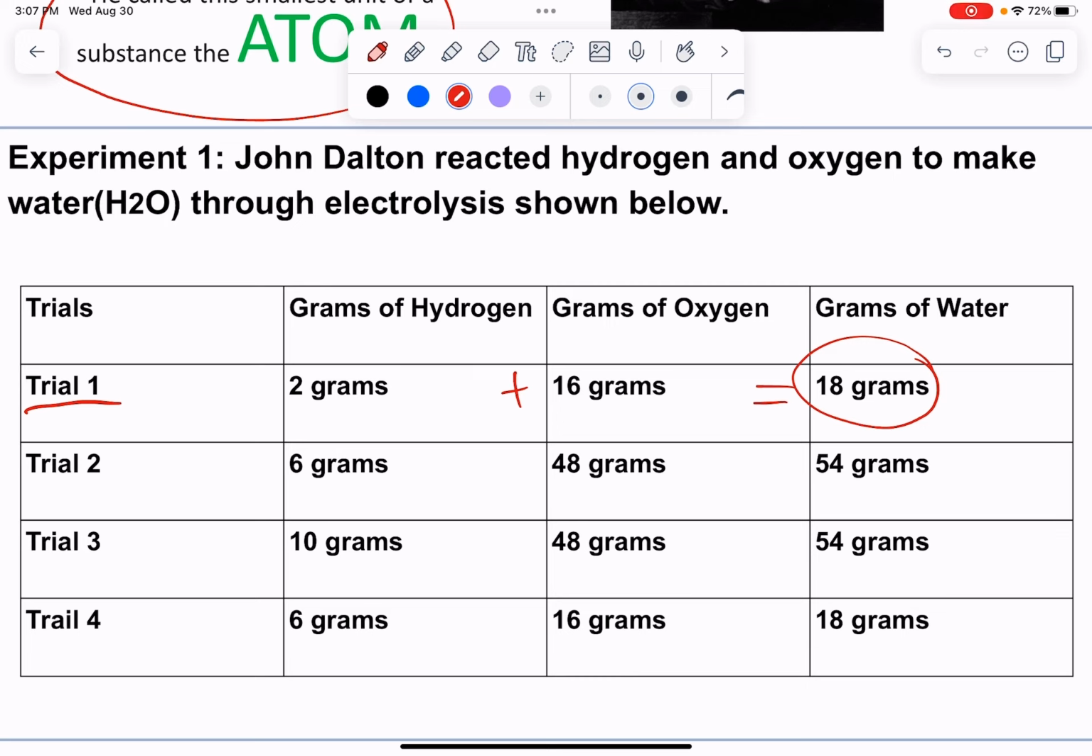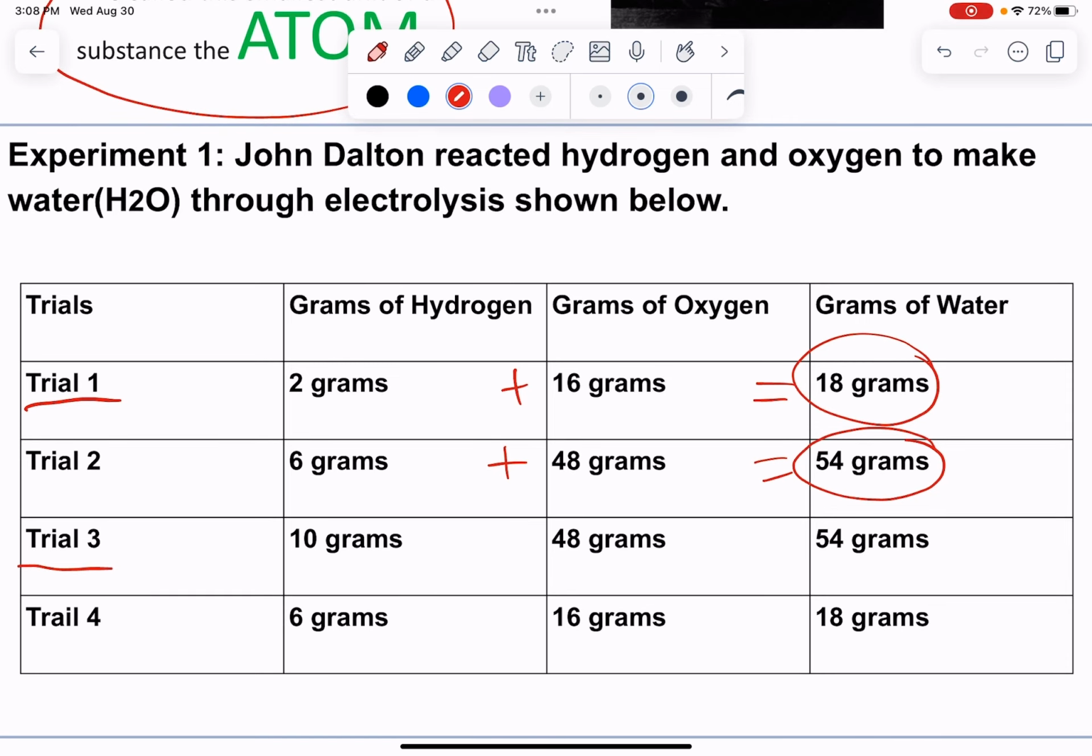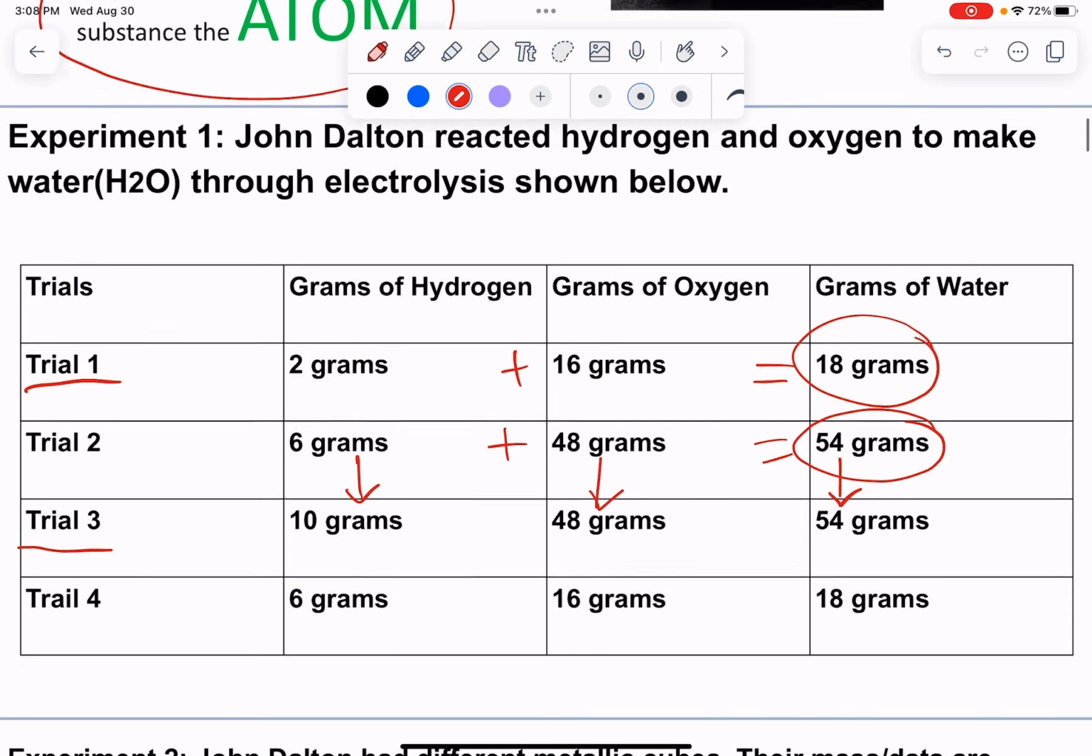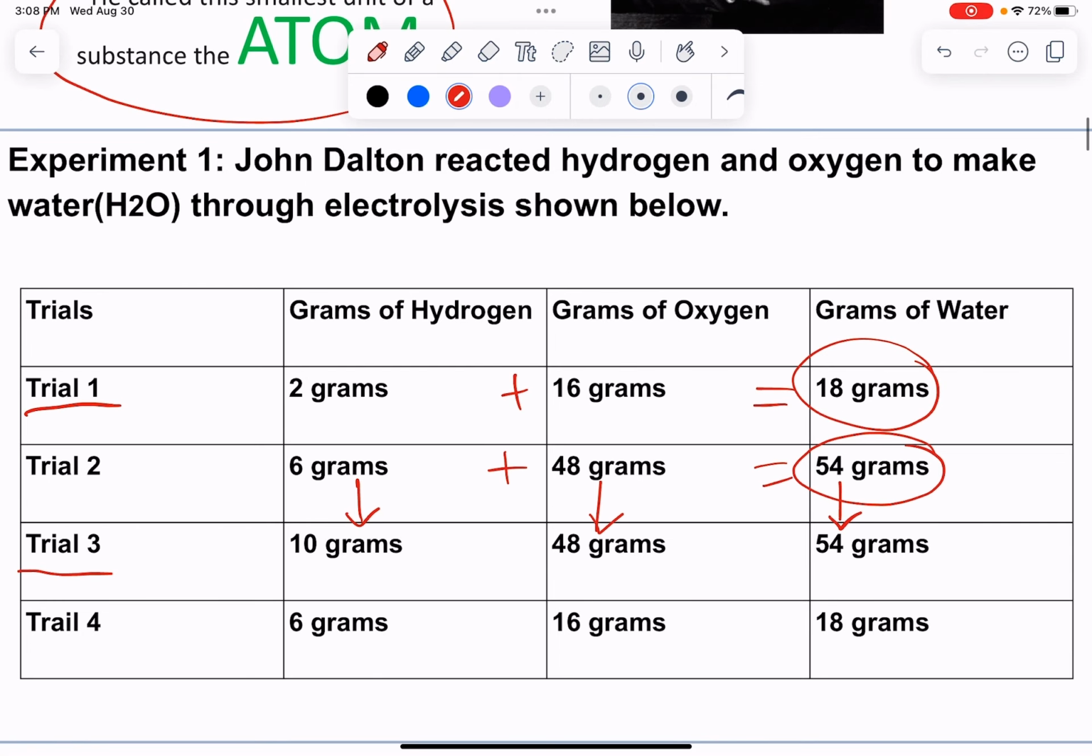For trial 2, I have 6 grams of hydrogen, I add it together with 48 grams of oxygen, that makes 54 grams of water. And again, that one I just add them up. For trial 3, though, I start looking at this and I say, hey, I have 10 grams of hydrogen. So between trial 2 and trial 3, I've increased the grams of hydrogen. And I have 48 grams of oxygen. And that still only makes 54 grams of water. Which seems weird because I added more hydrogen.